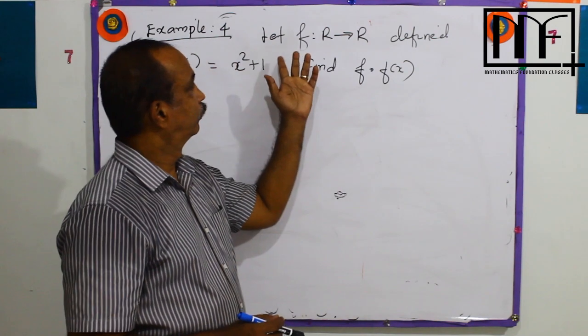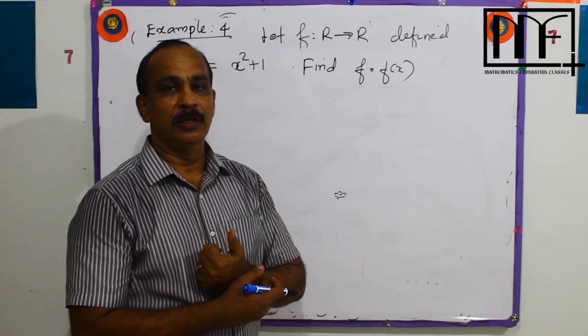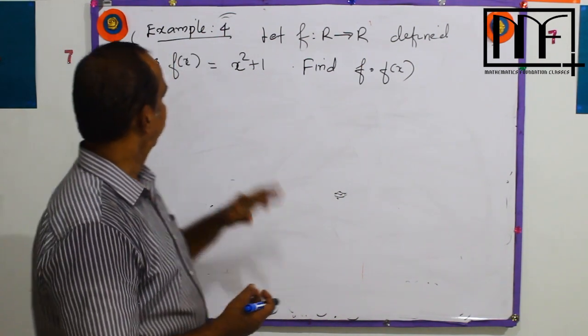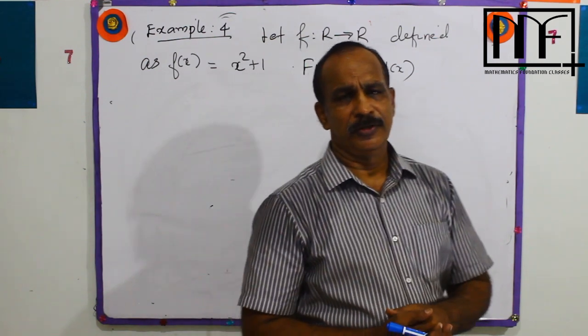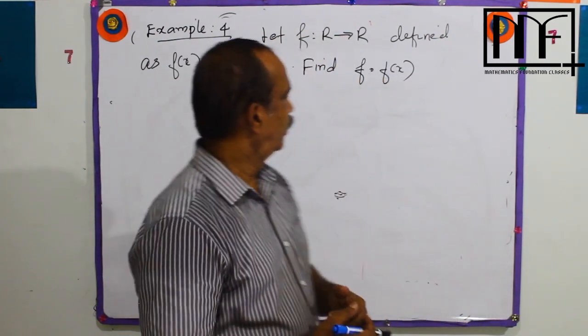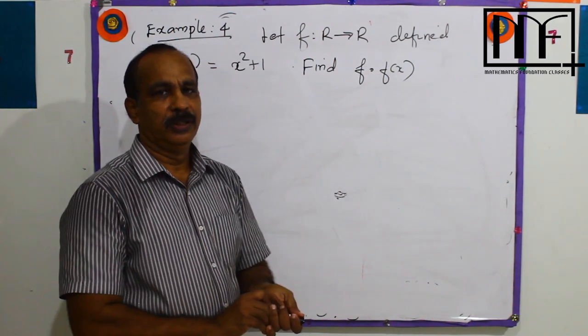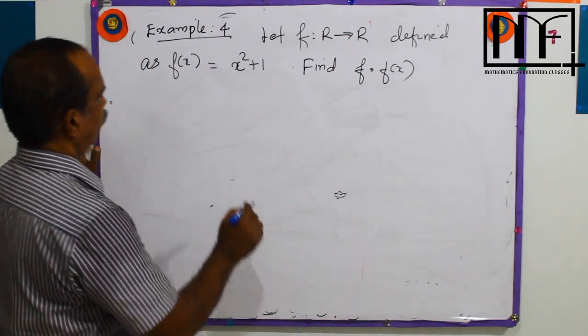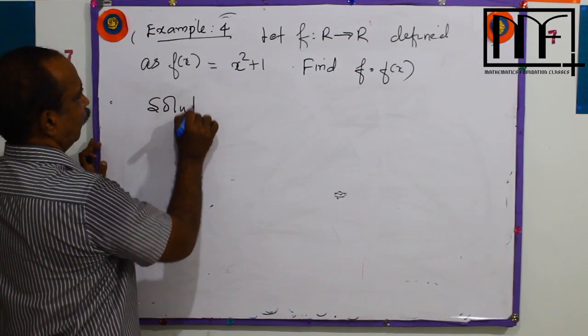Example 4. A function f is from R to R, real number to real number, defined as the function f(x) is x square plus 1. Here only one function is given, and we need to find out f of f(x), the function of the function, that is f of f(x).